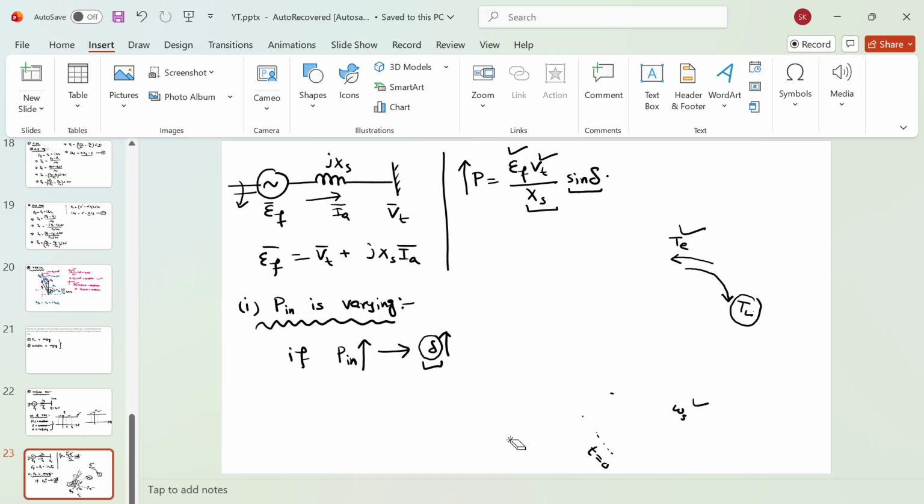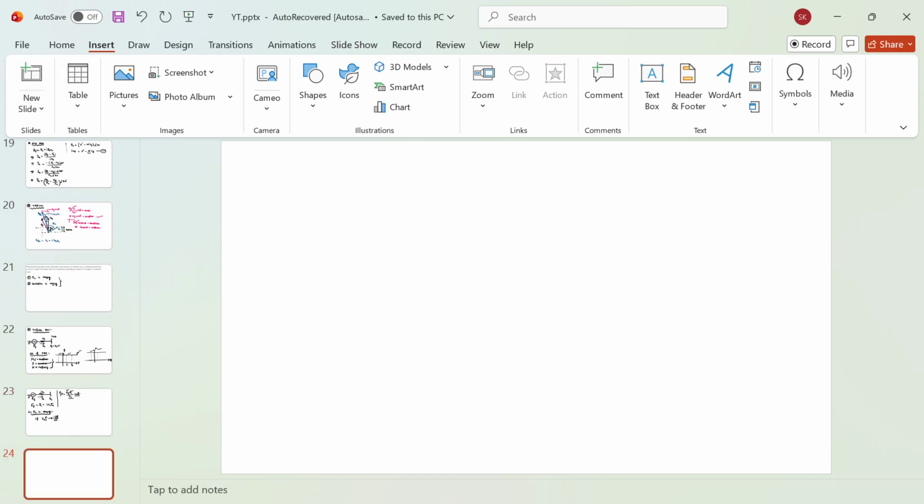Now we will see what will happen if we change the field excitation of the synchronous generator when it is connected to an infinite bus bar. So, changing EF. Changing EF means you are basically changing the field excitation. Again, we have to take the help of the previous equations. This is the main operating equation of a synchronous generator.